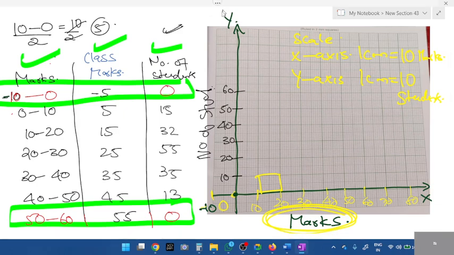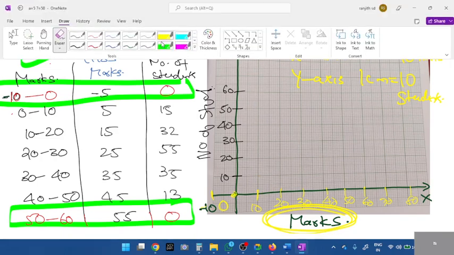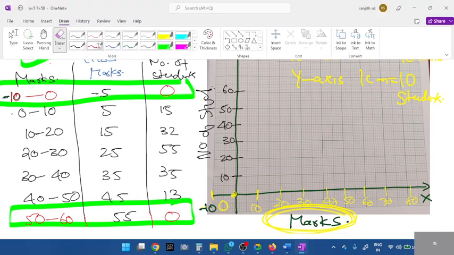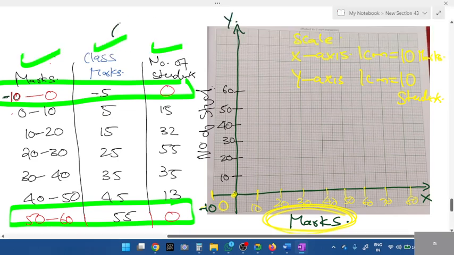All of you completed. Shall we start plotting? Plotting the graph is very simple, students. Look how simple it is. While plotting, just take the second and the third one. Second graph, second column, third column.